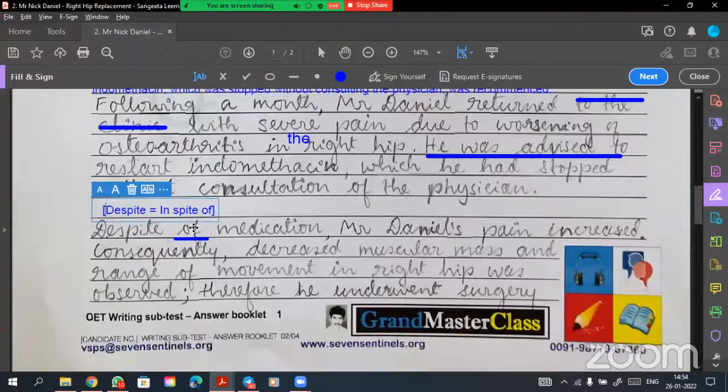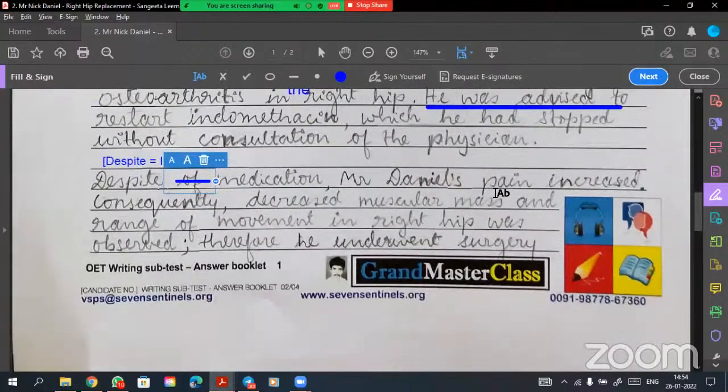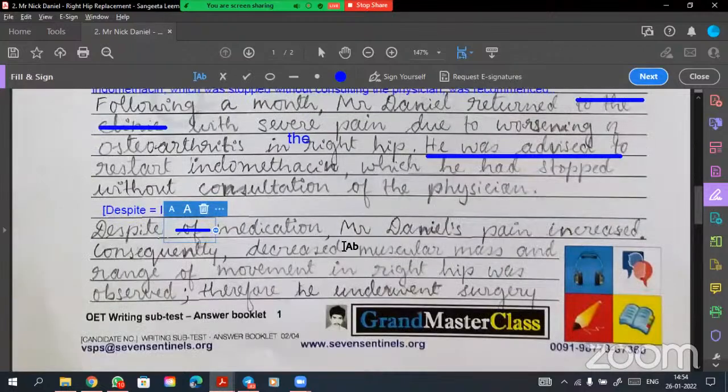So say despite medication, Mr. Daniel's pain increased. What do you mean by despite medication or despite medication compliance or whatever it is? You can write despite medication compliance maybe. So despite medication, Mr. Daniel's pain increased. So why Daniel again? Why do you want to use Mr. Daniel again? No need. Despite medication, pain increased. Finished.